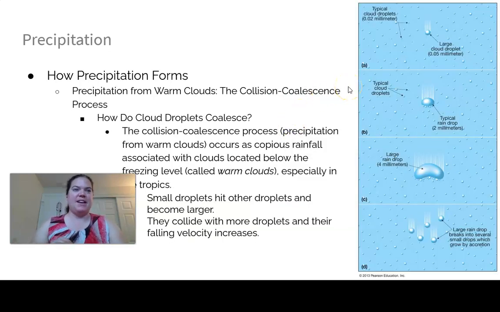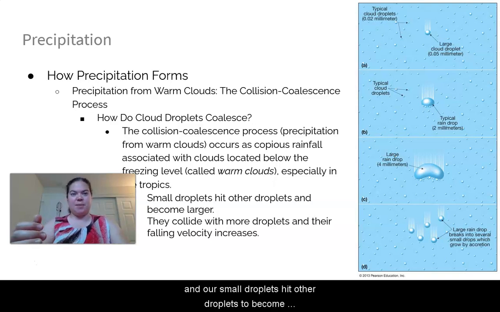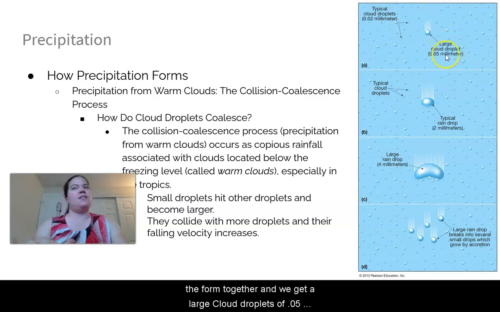So here it is in our little cloud situation. So we have copious amounts of rainfall associated with clouds below the freezing level. These are called warm clouds, especially in the tropics. And our smaller droplets hit other droplets to become larger, and as they collide with more droplets, their fall velocity increases. So here are our typical cloud droplets, little dots. They form together and we get a large cloud droplet of 0.05 millimeters, again double in size roughly speaking.